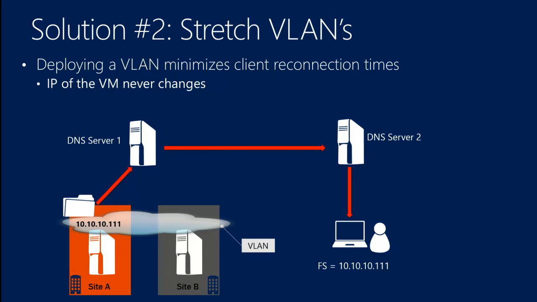Maybe that's okay. But maybe you're a stock trader and you say it's not acceptable. If that's not acceptable, another mitigation is you could stretch VLANs. If you stretch VLANs on a failover, IPs don't change. DNS records don't have to be updated. No additional downtime.